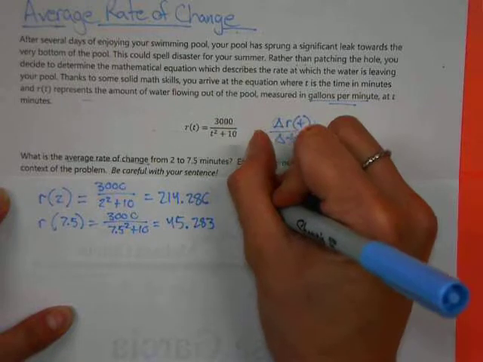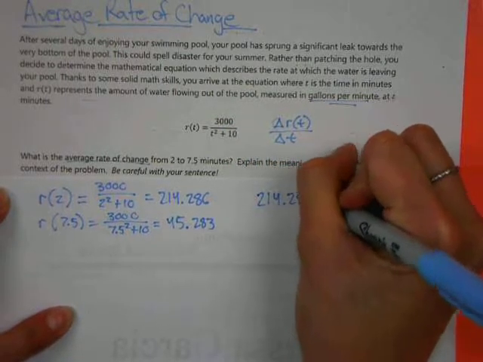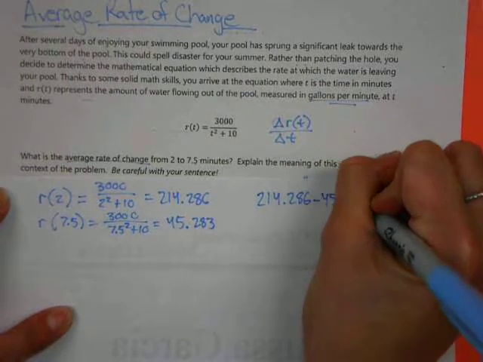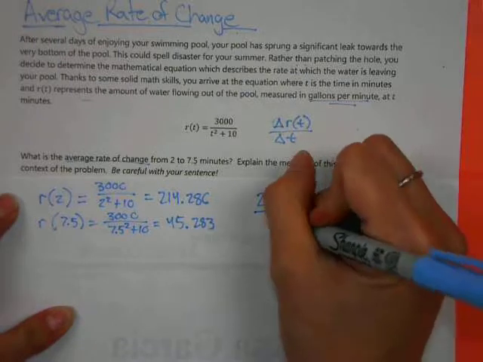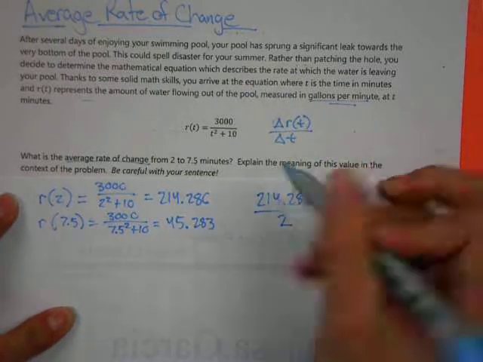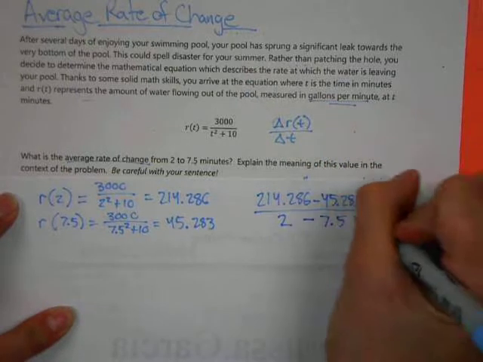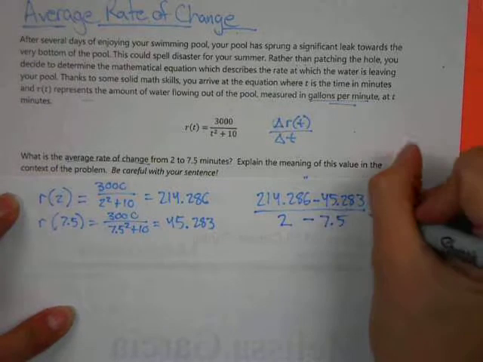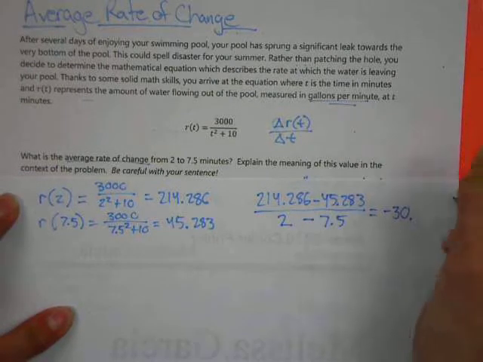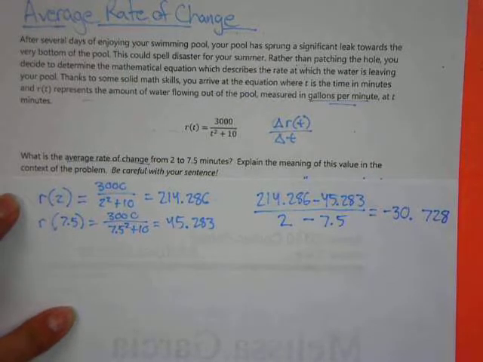So we're going to find the change. We're going to subtract. So I'm going to do 214.286 minus 45.283, all over our change in x, which would be 2, because 2 corresponds with the 214.286, minus 7.5. Plug that in, and let's see what we get. We end up with negative 30.72, and rounding that last digit, 8. Okay, great. So here's our answer.